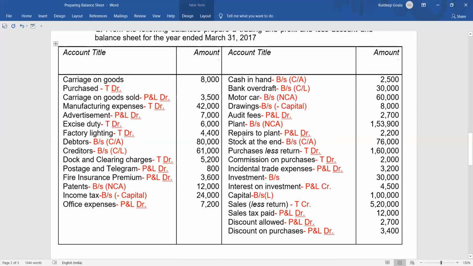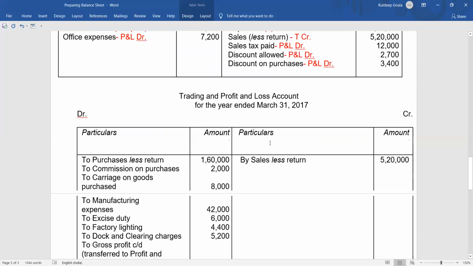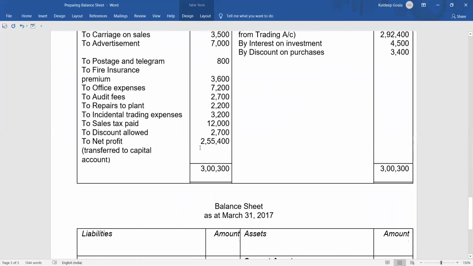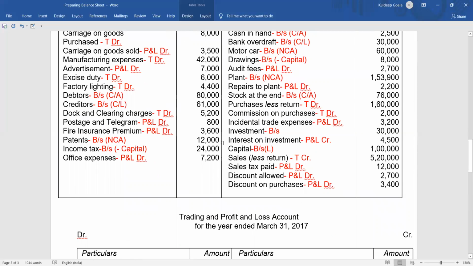Before that, other liabilities will come. So what is there on the balance sheet liability side? Creditors 61,000. But before that, bank overdraft should be there because it is paid first. Bank overdraft was 30,000, so on the liability side bank overdraft is the first item, 30,000. Then creditors, how much? 61,000, so it will come here.